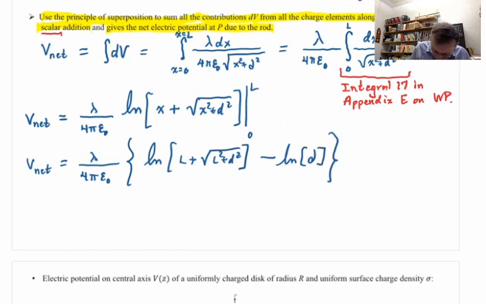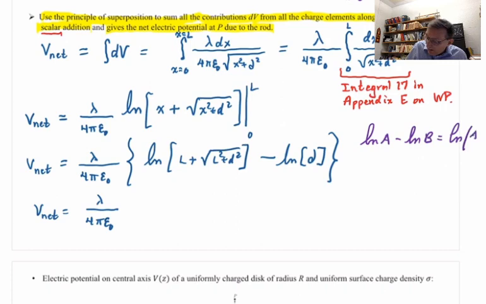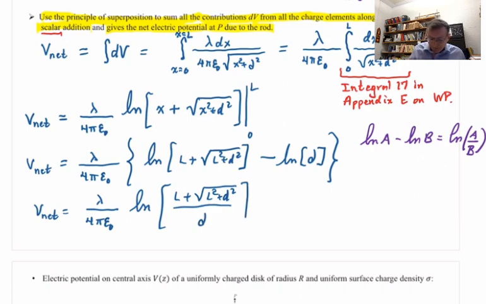Now what most people would do at this point is use the property of logarithms that log of a, I'll write it over here to the side, minus the log of b is equal to the log of a over b. So I can then use that to simplify this to the log of L plus square root of L squared plus d squared all over d. And we have found the electric potential.